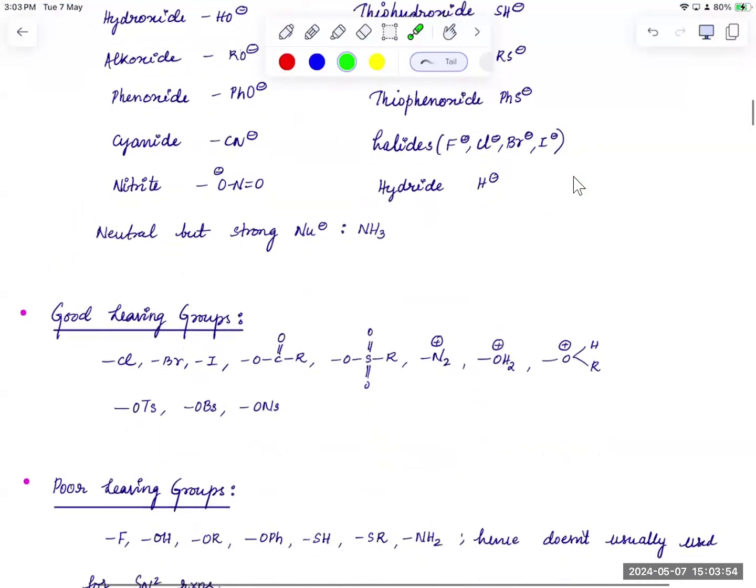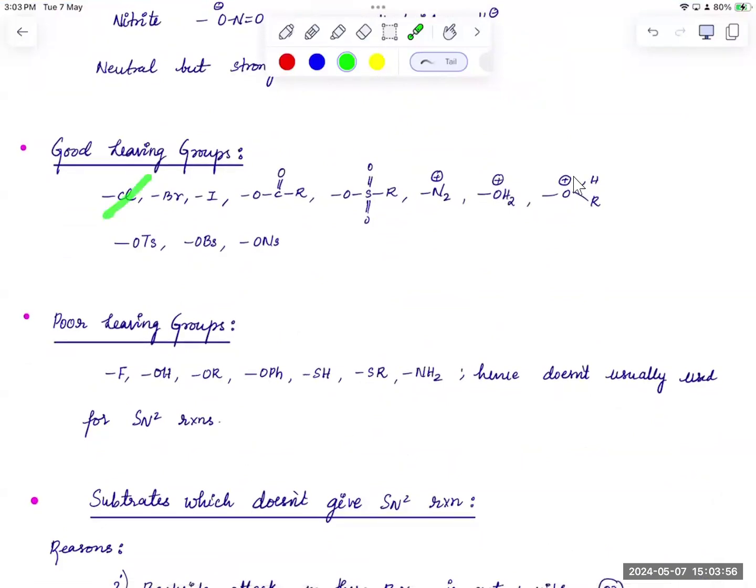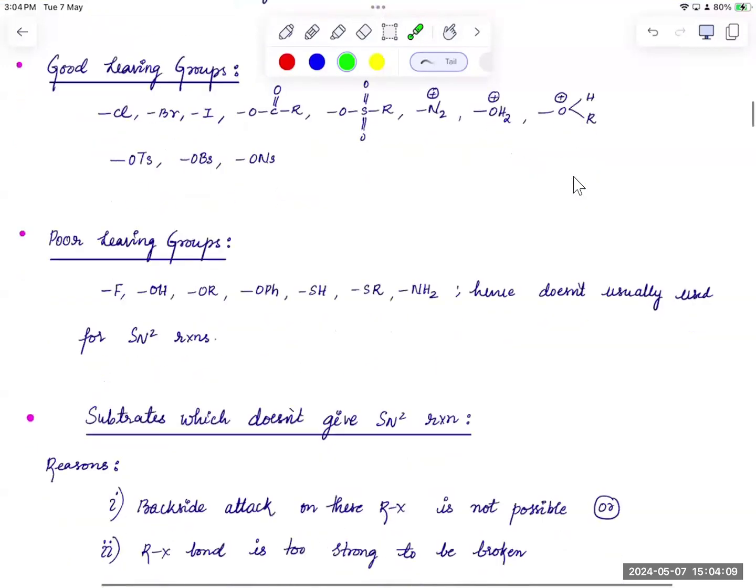Next, good leaving groups. These are all good leaving groups: chlorine, bromine, iodine, OCOR, OSO2R, N2 plus, OH2 plus, OTs. These are all very good leaving groups. These are all poor leaving groups. I told you earlier already.